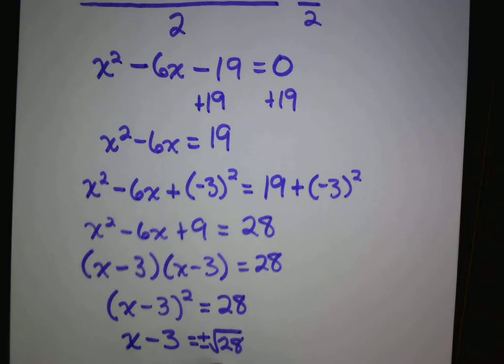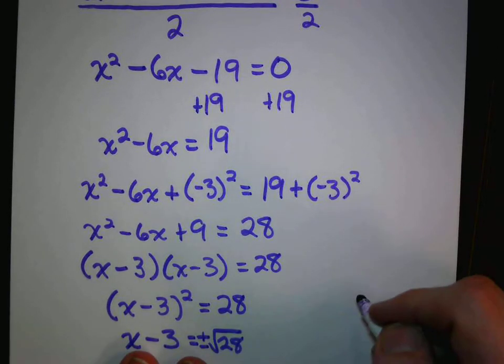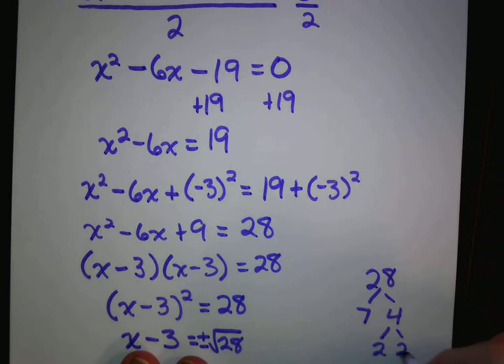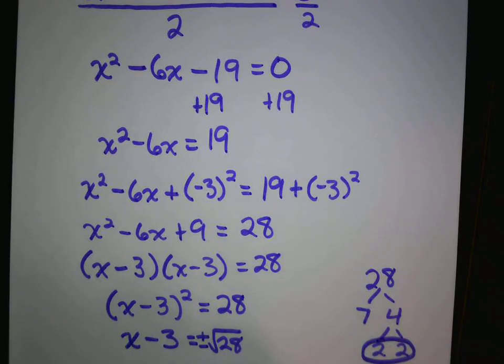And once we do that, we want to simplify this radical. And so I will come over here to the side and figure out what 28 is. And of course, I know that's 7 times 4 and 2 times 2. So I get a pair of 2's, which come outside with the positive or negative, and I get a 7 that has to stay all by itself inside the radical. And I have x minus 3 equals that.